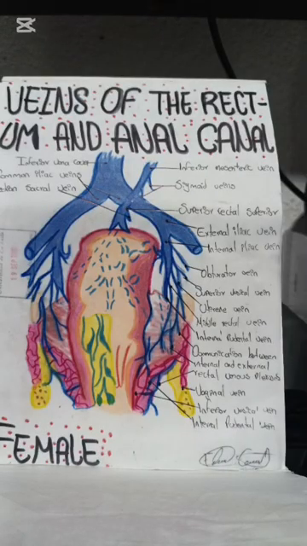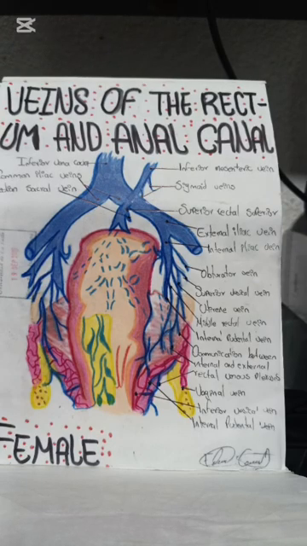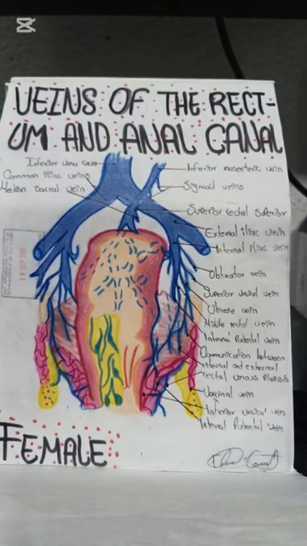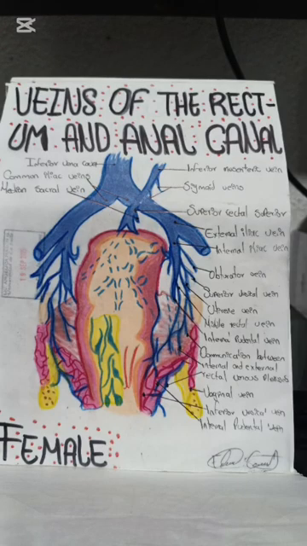Finally, we have the veins of the rectum and anal canal in the female. The main veins are the superior, middle, and the inferior rectal veins. They form the rectal venous plexus, which drains blood from the rectum. This area is important because venous problems here can cause hemorrhoids.